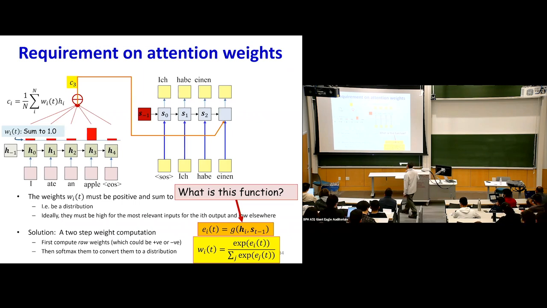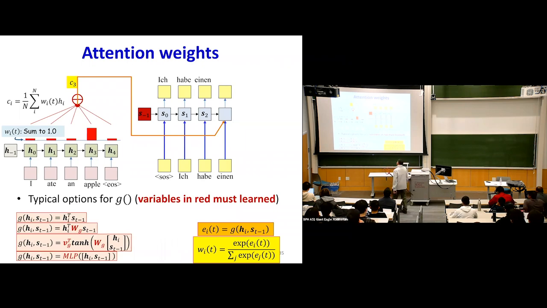Okay. So here's where we are. We needed a function that could take the hidden state at the previous output time, and the input hidden states, and compute this raw weight. What could this function possibly be? There are many options. If these h's and these s's are all the same size, the same length, then I can just compute an inner product. The simplest mechanism is to say that g of h_i, s_{t-1} is h_i, the inner product between h_i and s_{t-1}.